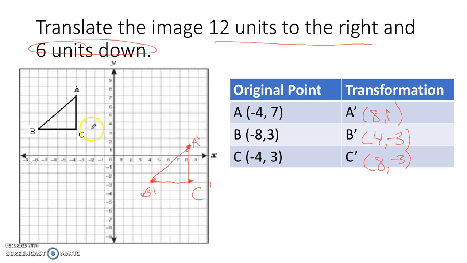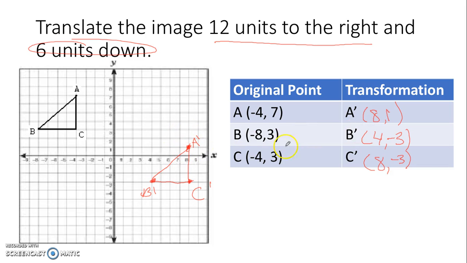Okay, so you can see that this triangle was simply slid to the right and slid down. We did it all in one step. Another way that you could do this, if maybe you're not so confident with adding and subtracting integers, is you could have just started at this point and counted 12 units to the right. So 1, 2, 3, 4, 5, 6, 7, 8, 9, 10, 11, 12. And then 6 units down. 1, 2, 3, 4, 5, 6. And we get to the same point.